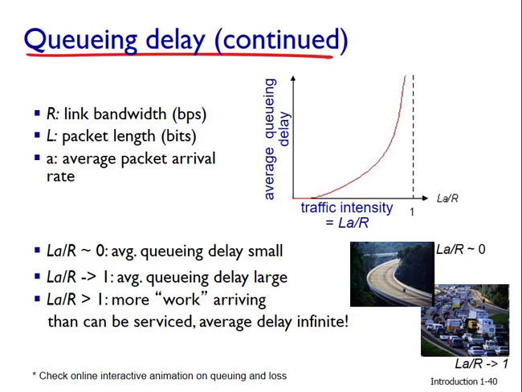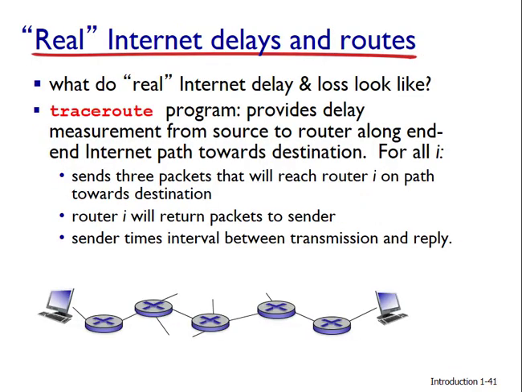Therefore, when characterizing queuing delay, one typically uses statistical measures such as the average queuing delay, the variance of queuing delay, and the probability that the queuing delay exceeds some specific value. So far, we've talked about the delay at a single router. Now let's examine the total delay from source to destination.